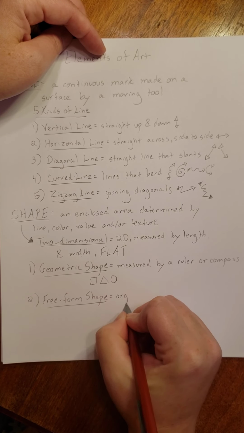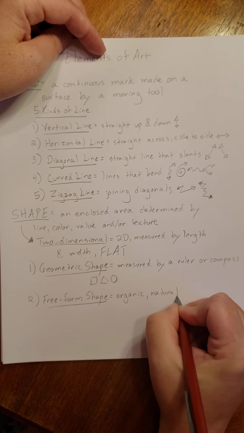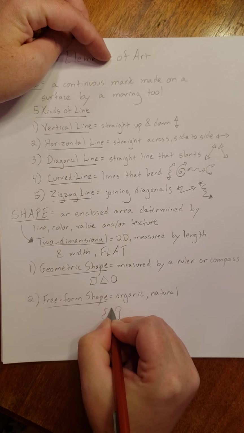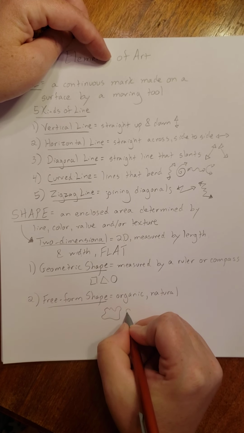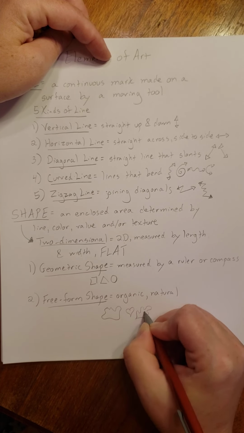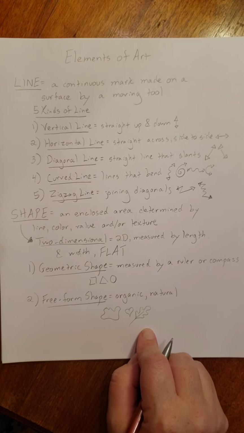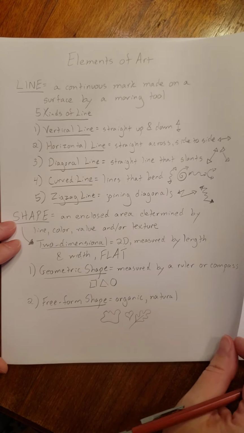Freeform shapes are organic, they're natural. So if I had like this little blob right there, if I was to draw a heart, if I pick up a leaf outside, they're very flat, natural shapes. So shape does have a buddy. I'm going to a new sheet, but please continue working on your same one if you have room.